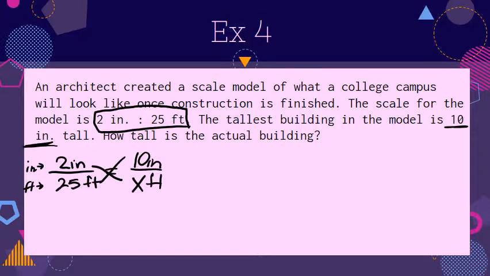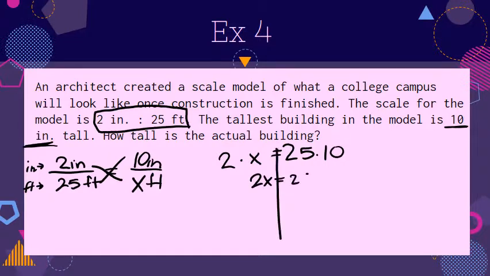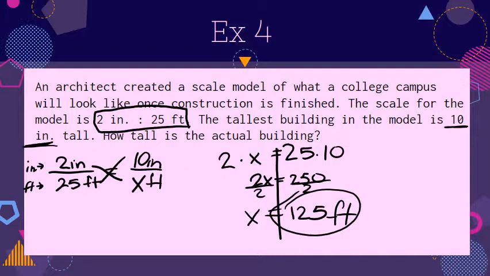So let's cross multiply. I have 2 times X. I have 25 times 10. That gets me to 2X equals 250. If I divide both sides by 2, I have 125. But I need a label. Anytime there's a context in the question, I need a context in my answer. I have 125 feet for the height of the actual building. And that makes sense.